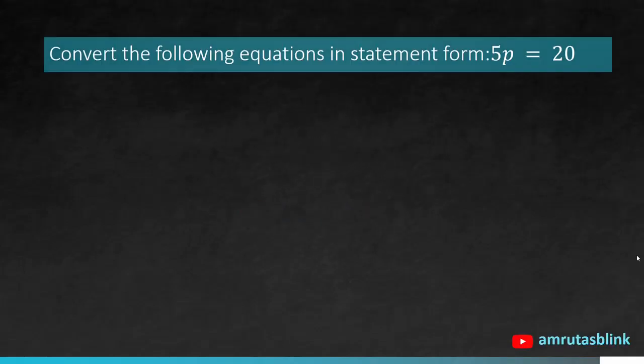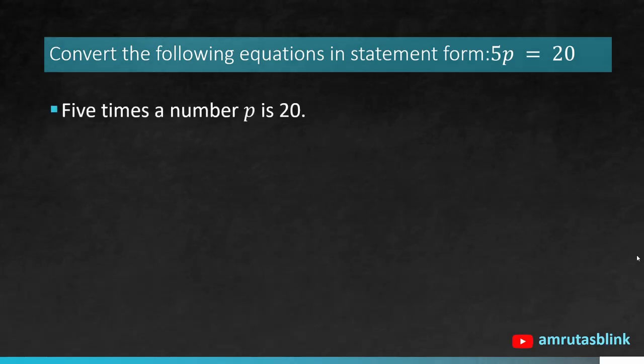Example 6. Convert the following equation in the statement form. 5p is equal to 20. That means if you multiply 5 by p, or if you multiply p by 5, then the resultant is 20. 5 times p is 20.